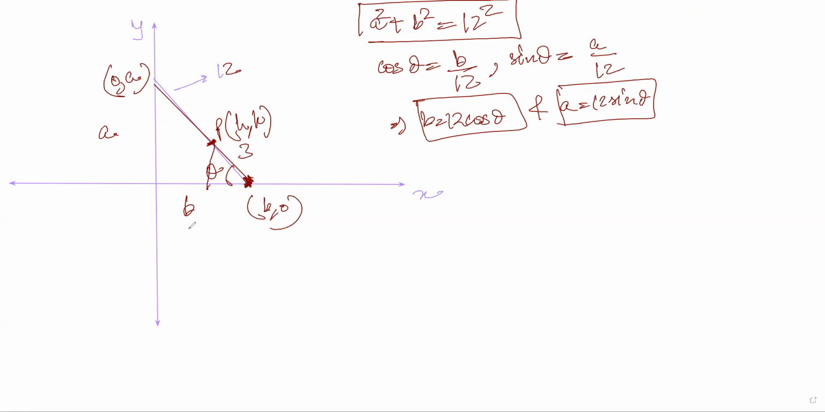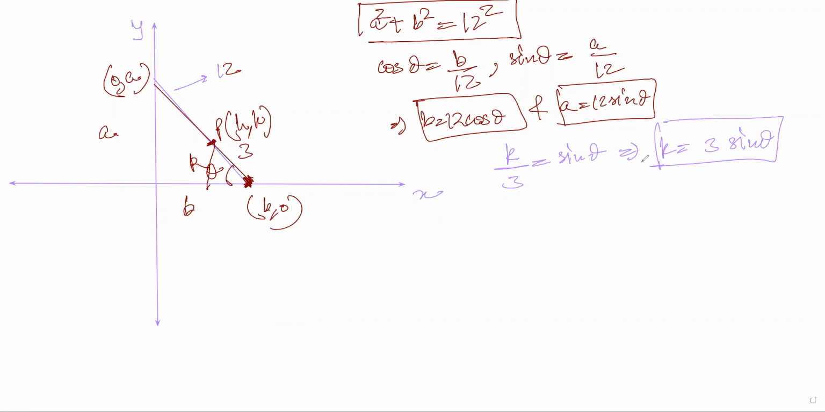Now the angle is theta. Hence this h comma k can also be written in the form of, this is k, let's say. So k by 3 is equal to sin theta again. Right? K by 3 is equal to sin theta. Hence k is 3 sin theta, or sin theta is equal to k by 3.